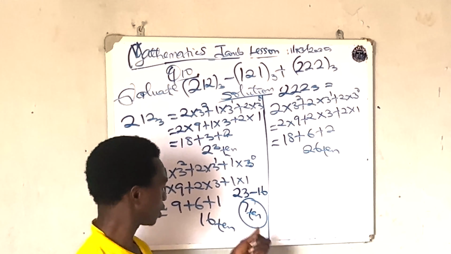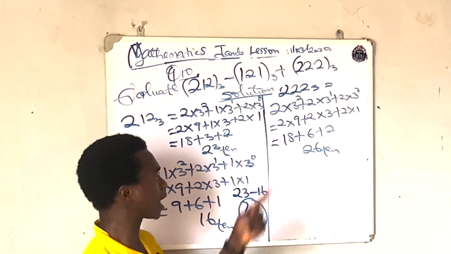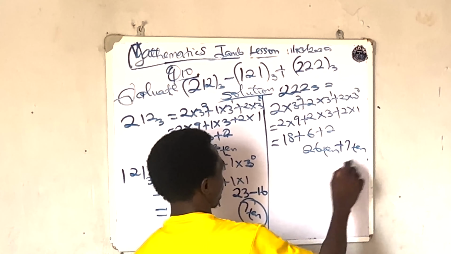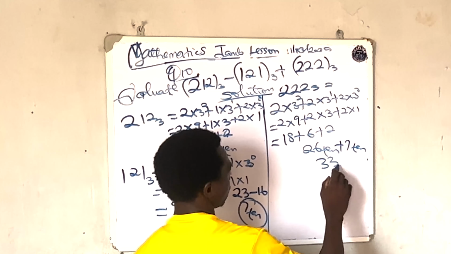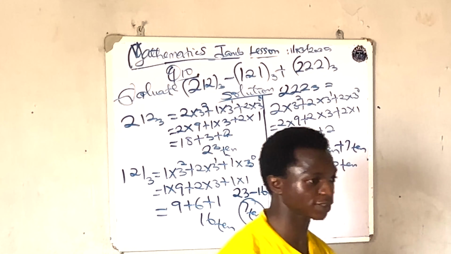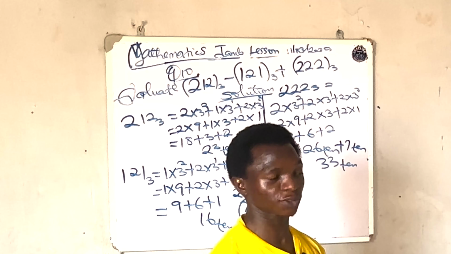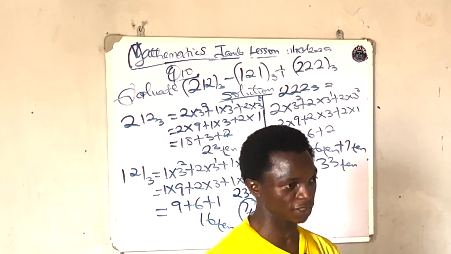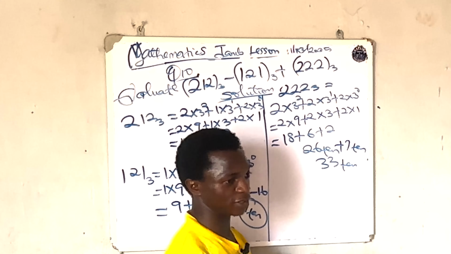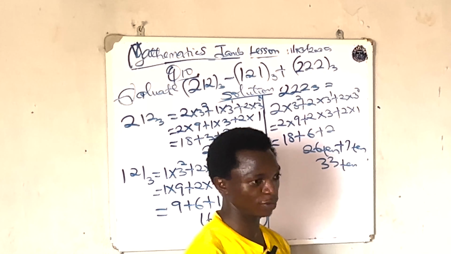Now remember that you have the difference of this as 7. Add it to this: 26 plus 7 in base 10, we have 33 in base 10. Remember, don't use 33 as your answer, because the question is given in base 3, so you need to convert it back to base 3 to get your final answer. So do not make the mistake of choosing 33 as your answer. It may not be correct.